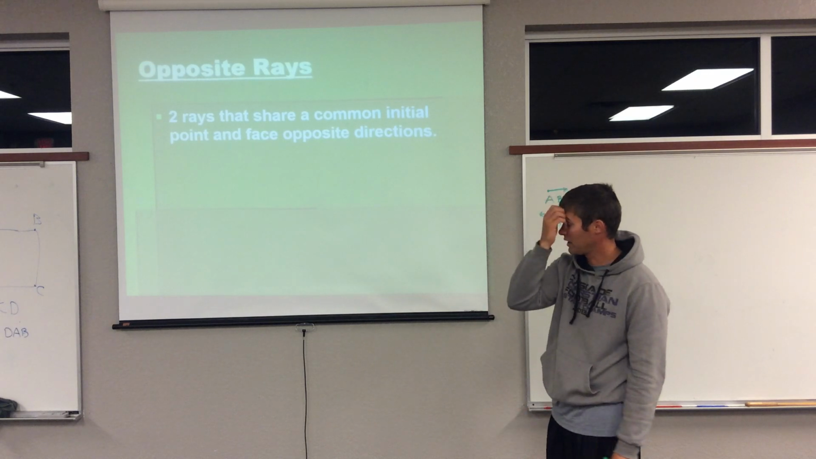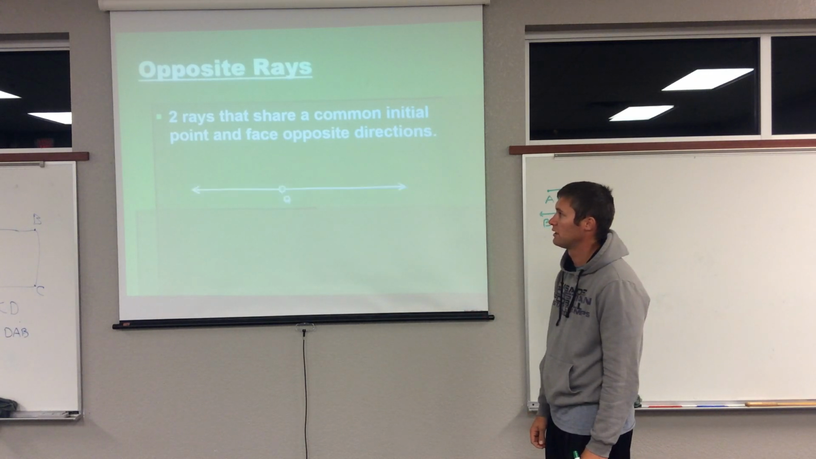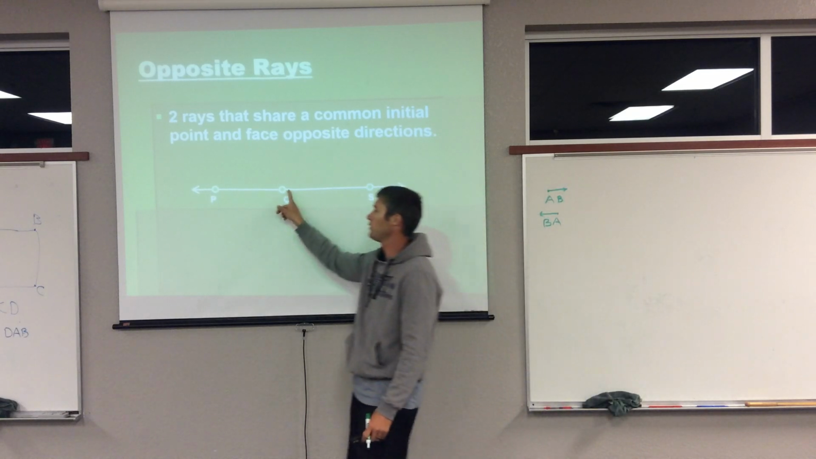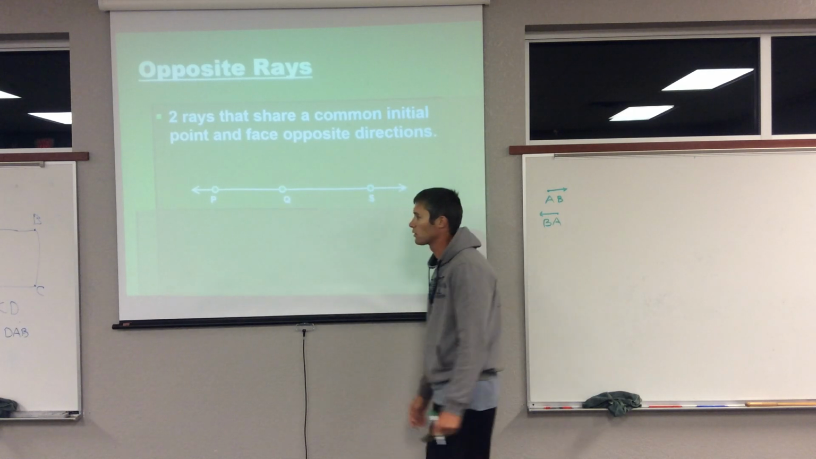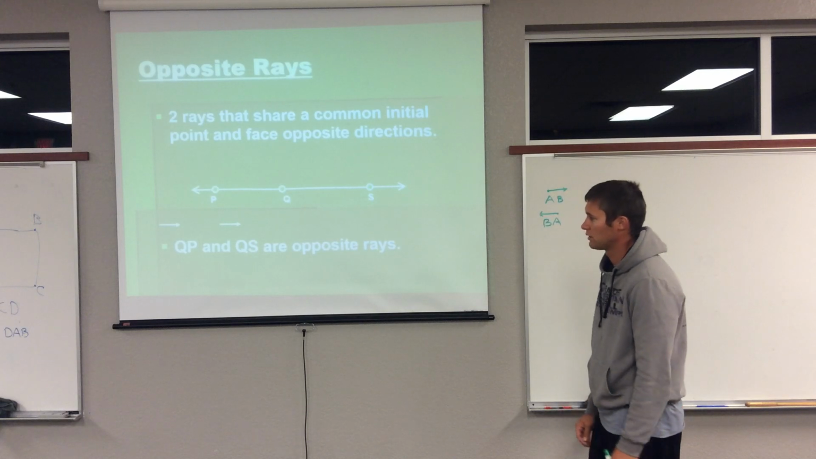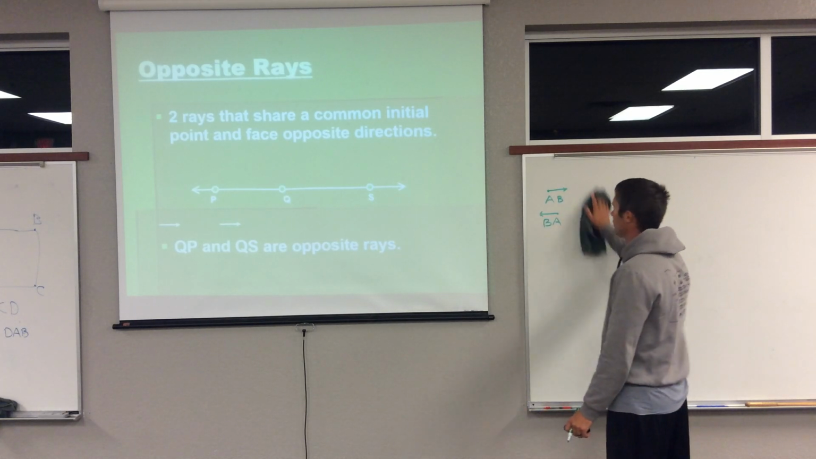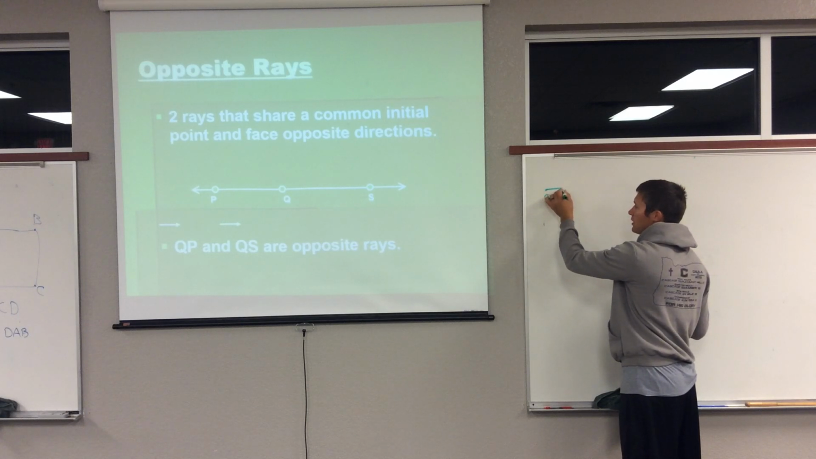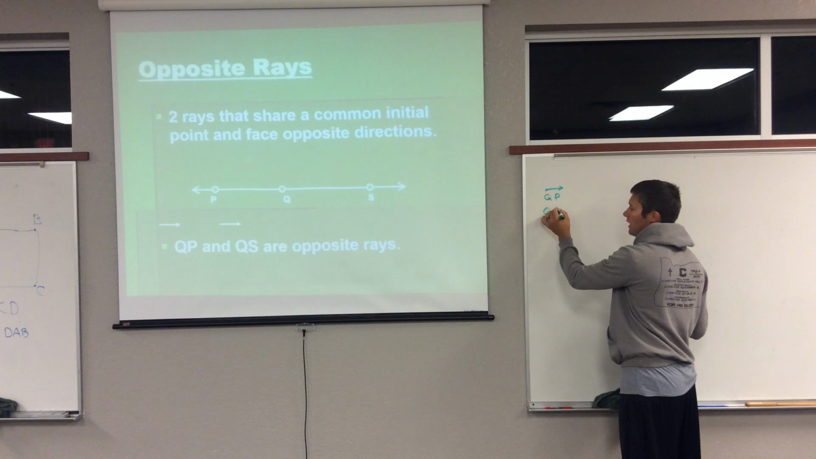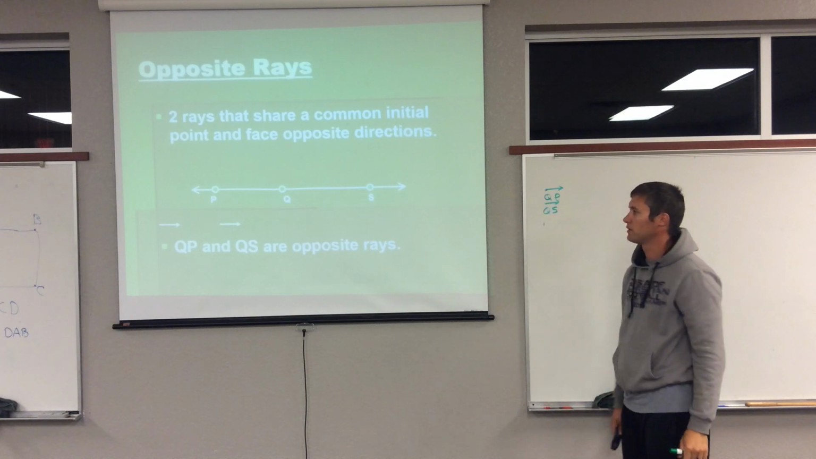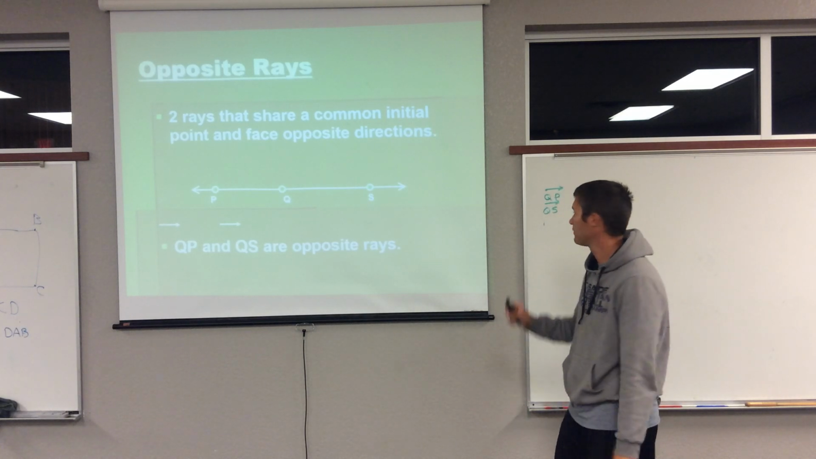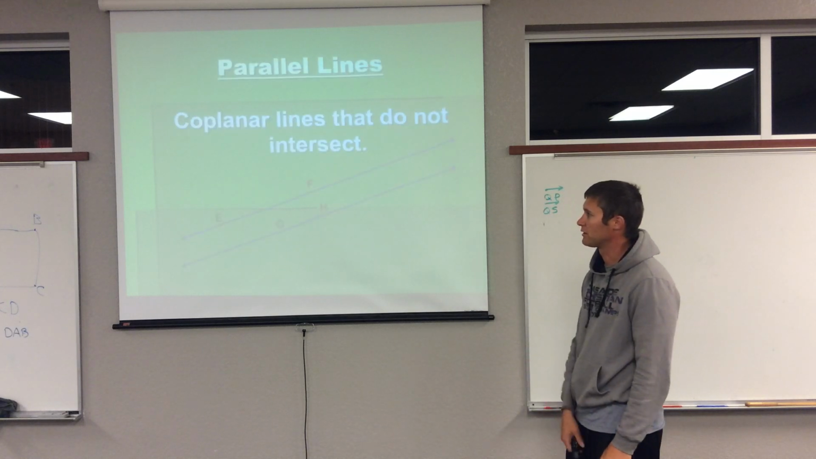Opposite rays are rays that go in opposite directions. So here, our opposite rays would be Q to P and Q to S. Those would be our opposite rays. It's a little bit off right there. But we would say Q to P, our endpoint's on Q, and then Q to S, our endpoint's on Q. You could write it like this, or you could switch it around again, but Q must be the endpoint.